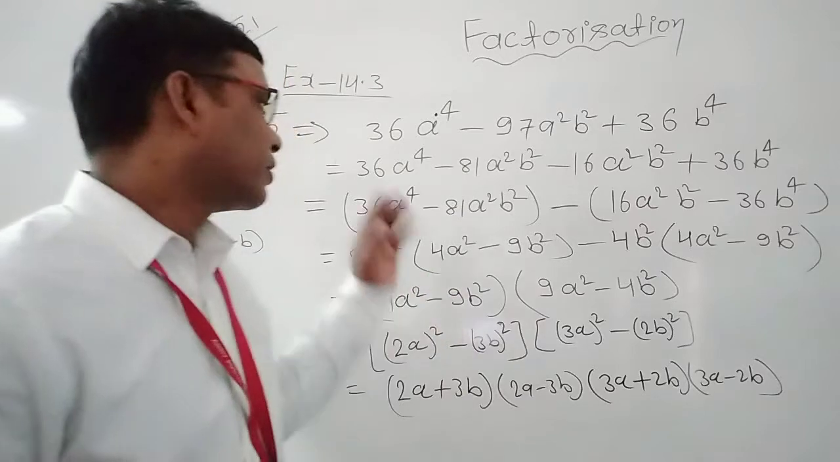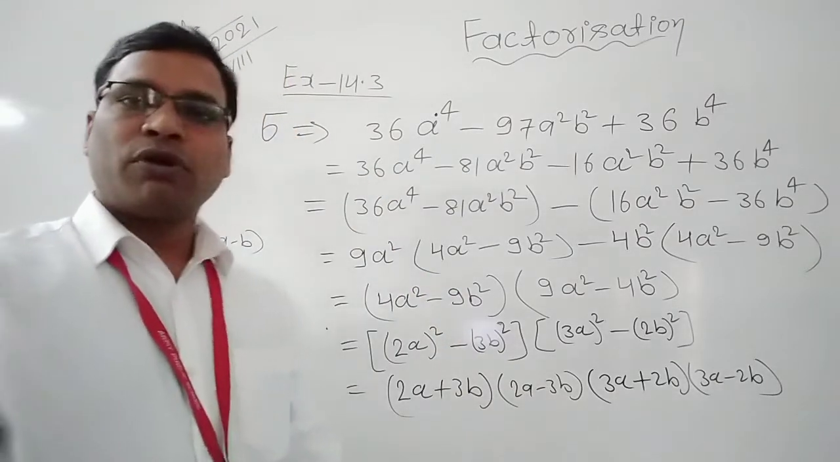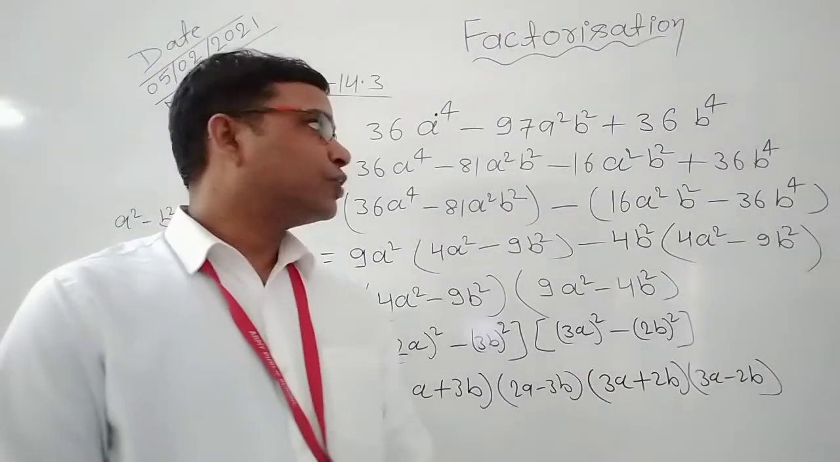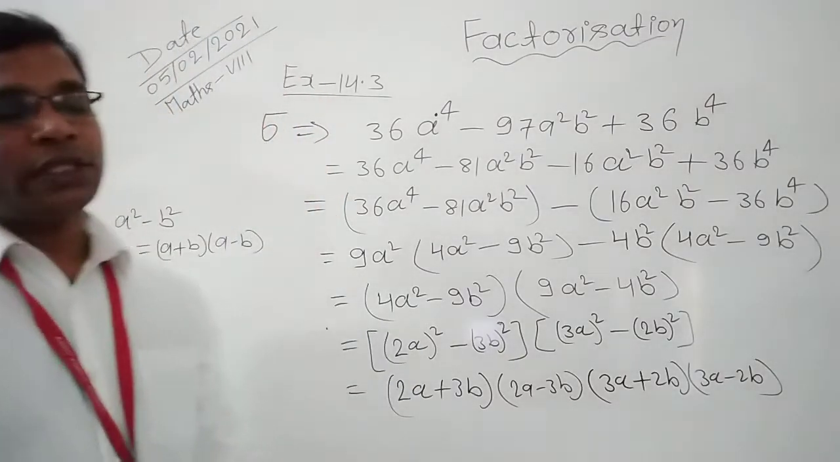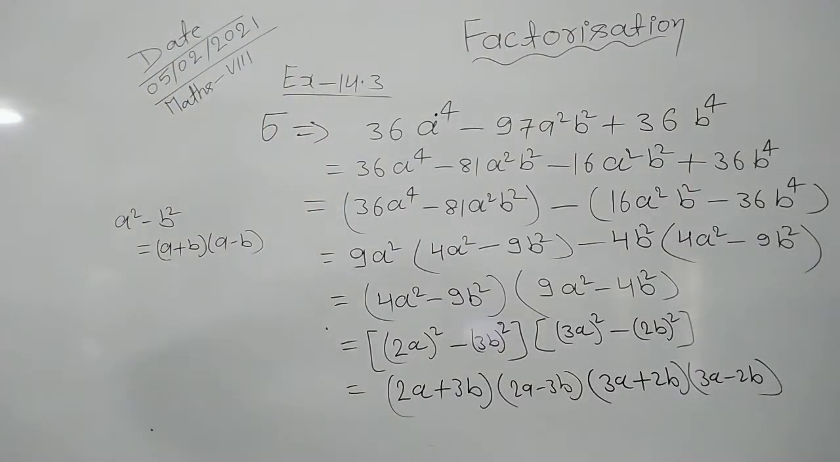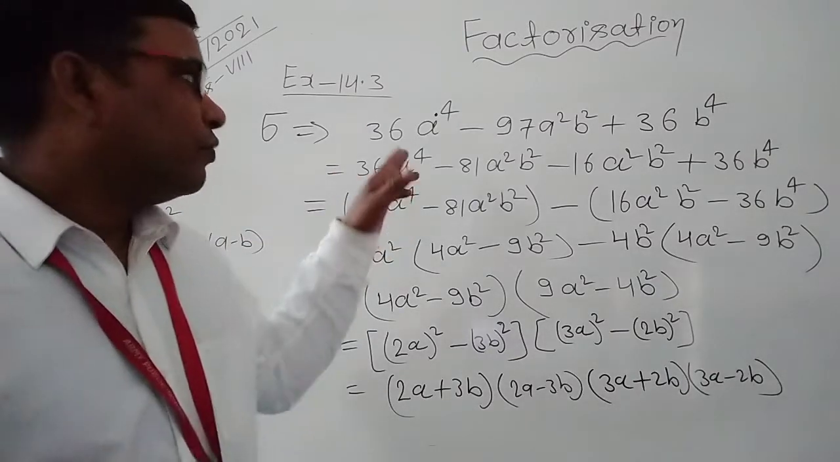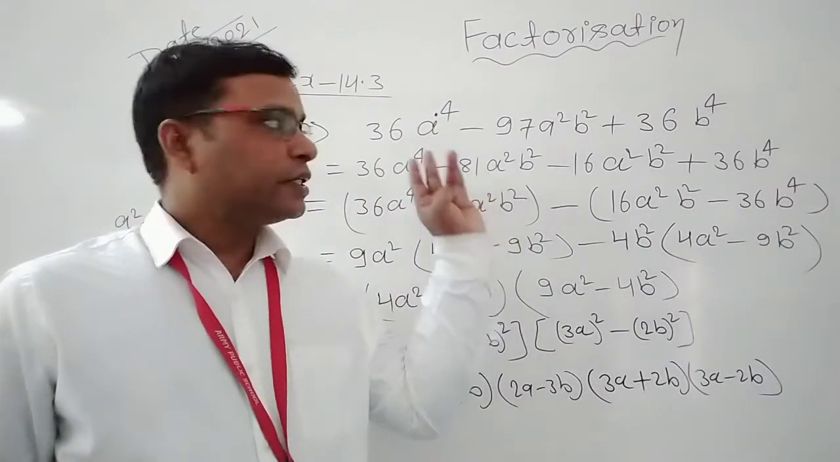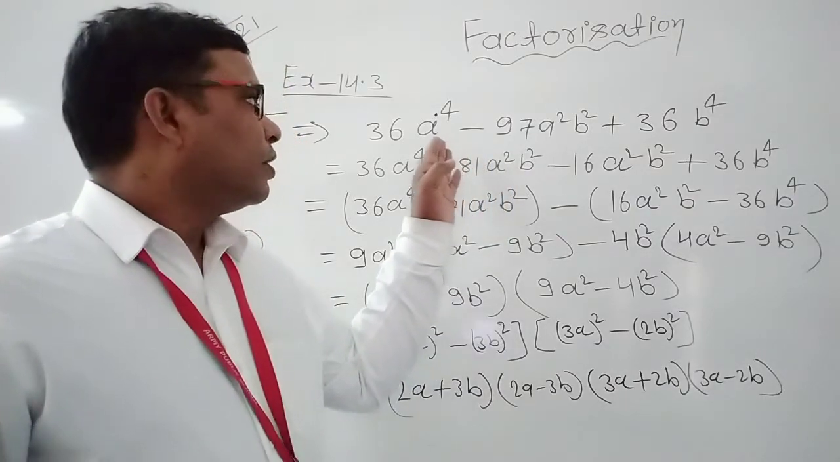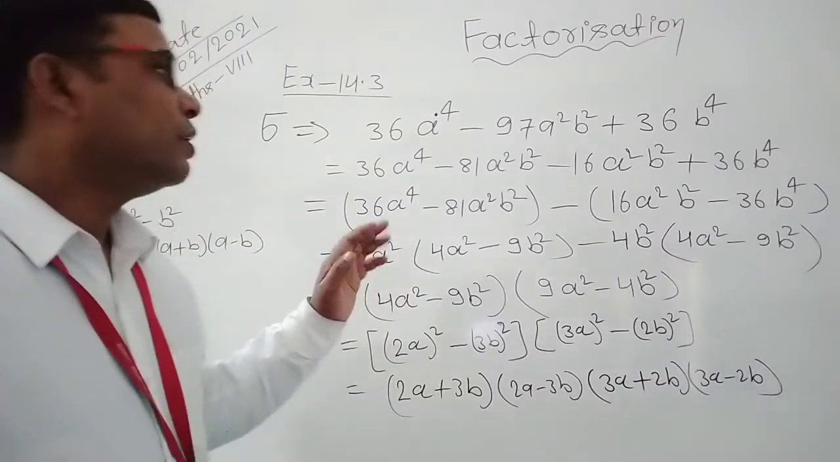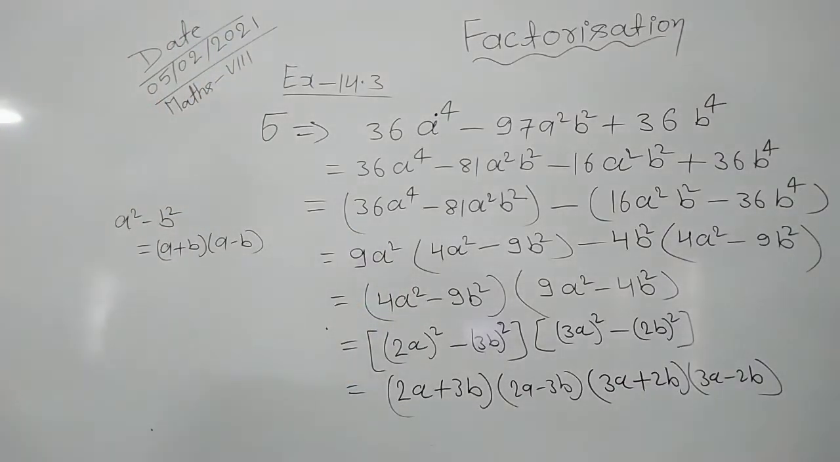You can see 36a to the power 4 minus 97a square b square plus 36b to the power 4. This is clear. Now, how do we solve this question? We apply the first identity, the second identity, but we are unable to solve this question.